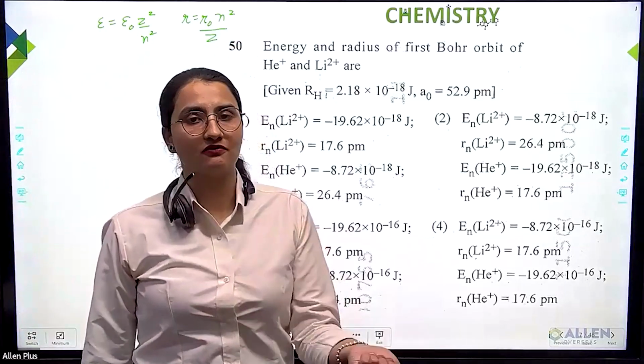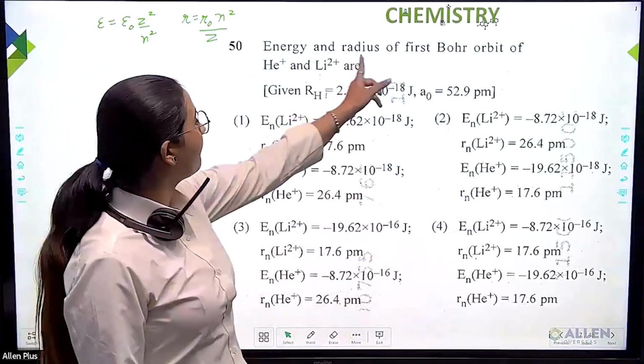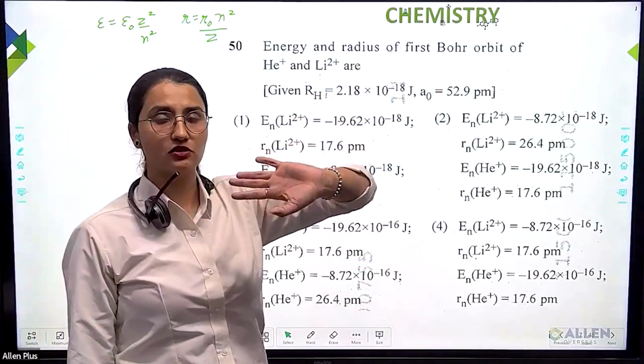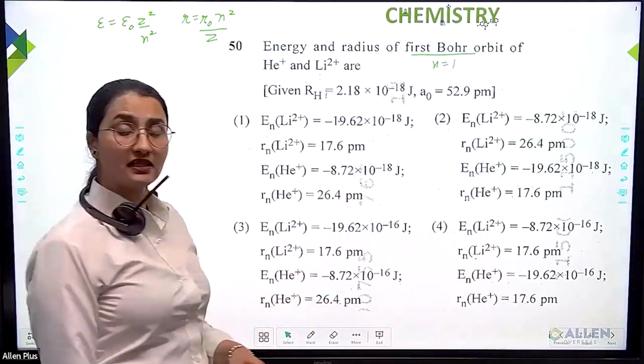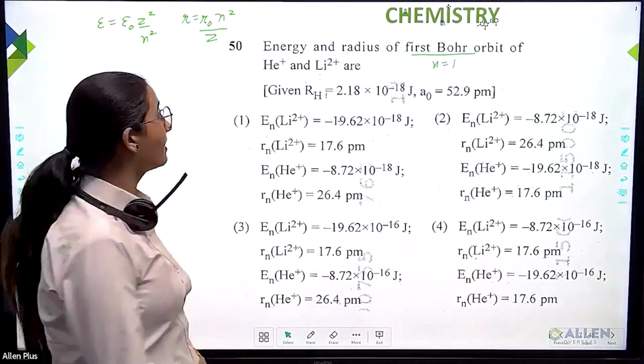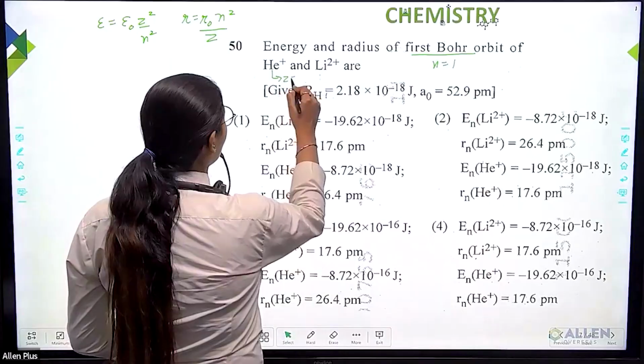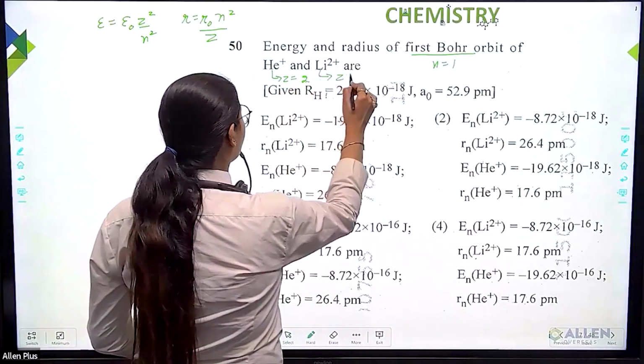Only thing to be done is we have to substitute values. They have mentioned first orbit. First orbit means n becomes 1 for both. Only thing varying is Z. Yes, Z for helium is 2, Z for lithium is, students, 3.